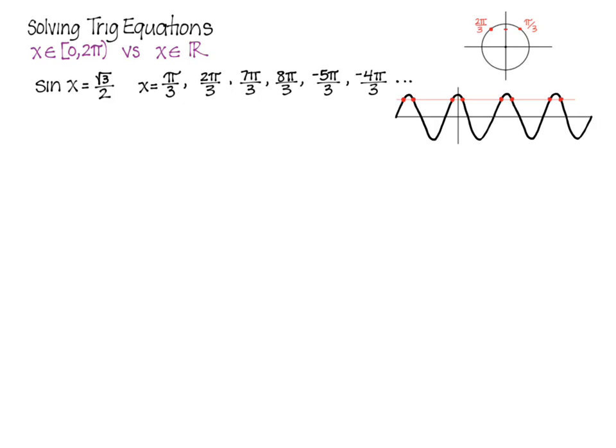If we look at this graphically, this red line represents where the curve would go all the way up to root 3 over 2, and it intersects this sine wave infinitely many times. The sine wave keeps going on and on and on. And so when we look at the pattern, the answers are pi over 3 plus multiples of 2 pi, as well as 2 pi over 3 and multiples of 2 pi.